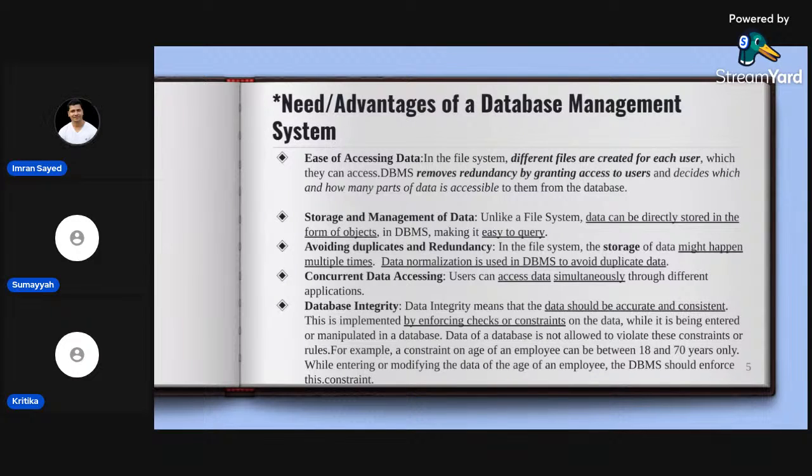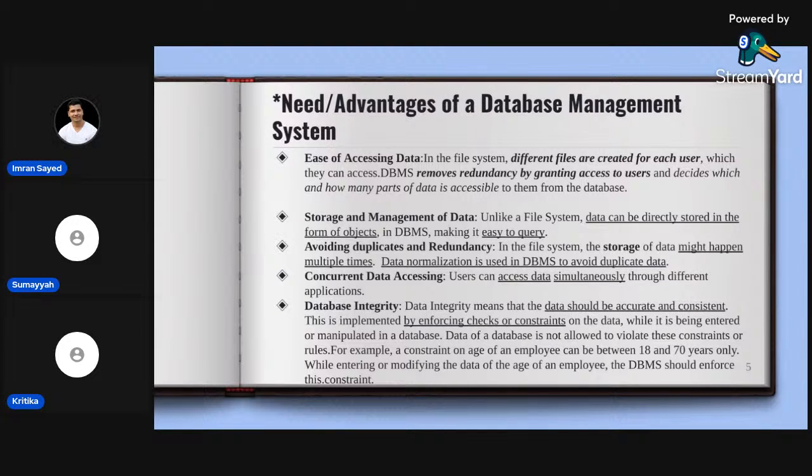So, a recap: ease of accessing. In file system, different files are created for each user, which they can access. In DBMS, it decides which and how many parts of data access will be given to the user. So it removes redundancy by granting this access. Storage and management: unlike file system, data can be directly stored in form of objects, making it easier to query. Avoiding duplicates and redundancy.